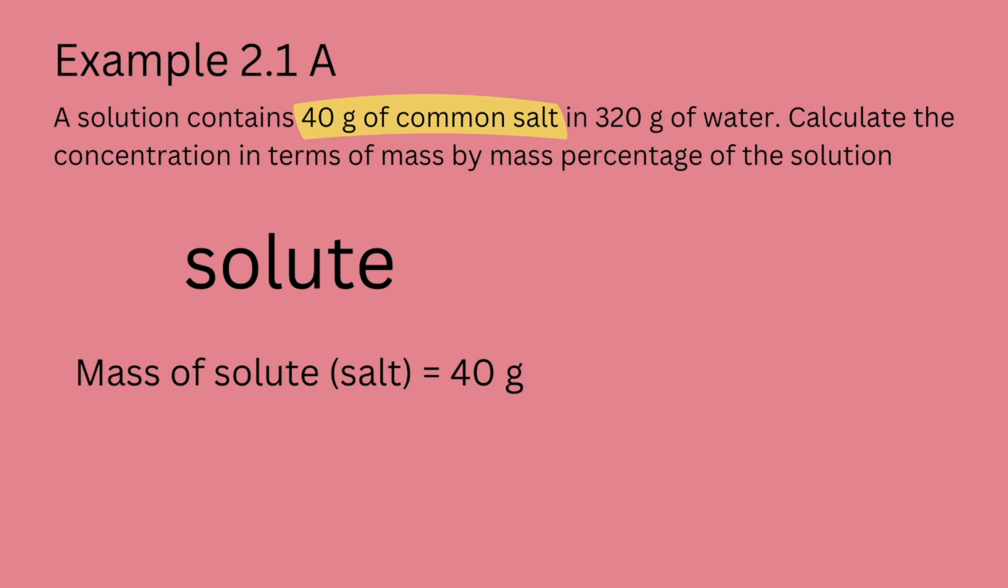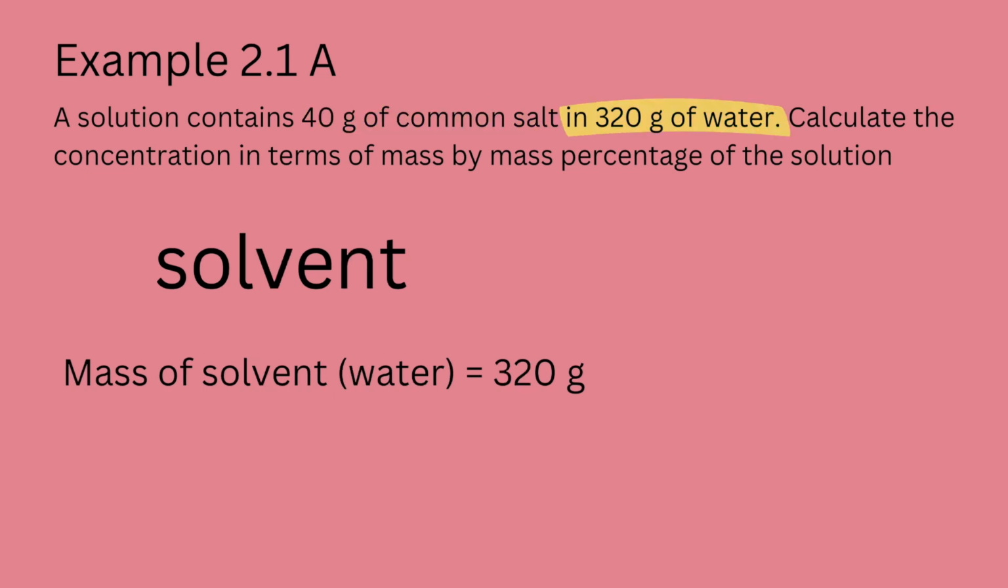So with this statement you can tell that the 40 grams of common salt is in fact the solute. So generally, how do we find solute? Solute is the one that is present smaller in quantity or the one that gets dissolved into the solvent. Okay, so in this case common salt is the solute and the mass of common salt is 40 grams. Okay, so that part is clear. The solute is common salt and its mass is 40 grams.